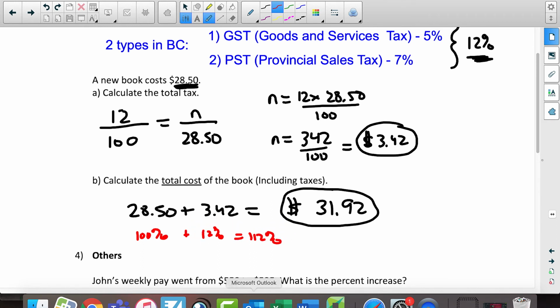So what you could have done to do this in 1 step is to find 112% of $28.50. Again, let me do it super fast. Put 100 down. The percent is 112. Our whole amount of the book is $28.50, and now cross multiply. 112 times $28.50 divided by 100, you get $31.92. Did it in 1 step.